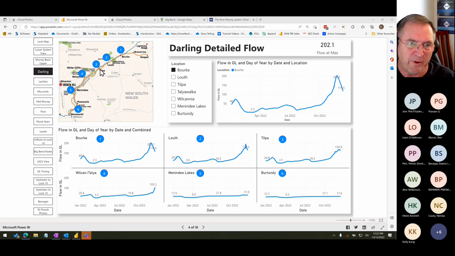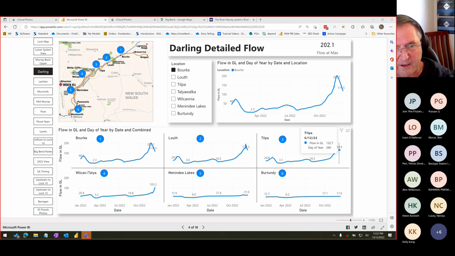When we get to this Tilpa point here, you can see that the peak's down to 132. So when I first saw this peak of 200, I thought, my goodness, that is a massive amount of water. Imagine when that smashes into the Murray. But the reality is, because of the contours of the land, that 200 gigalitres a day is never going to hit the Murray all at once.